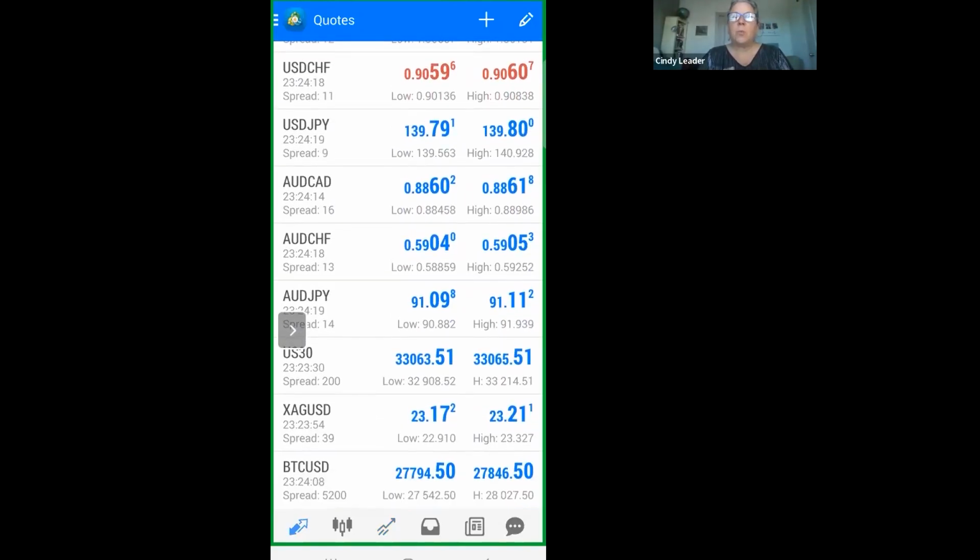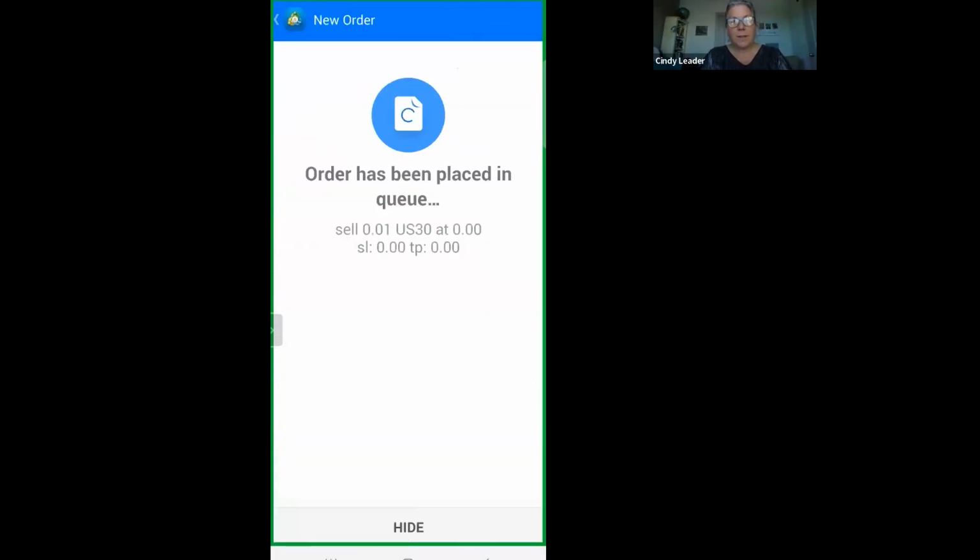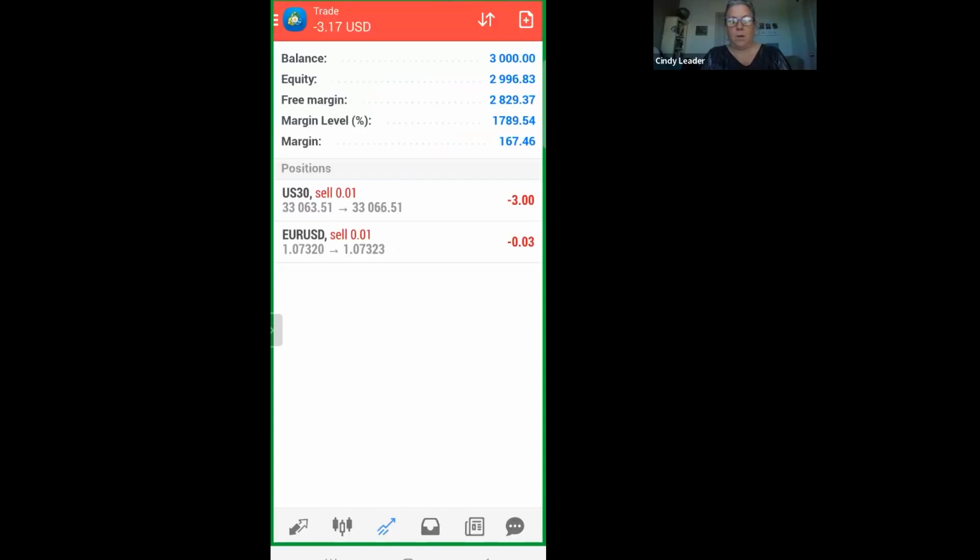So that was a $1 to $100,000 contract size. Let's enter that US 30. Same thing, same lot size. We don't care. We're going to sell it because I know it's dropping. Boom. Look at what it took. It took the other side of the decimal point. It took $3 right away.